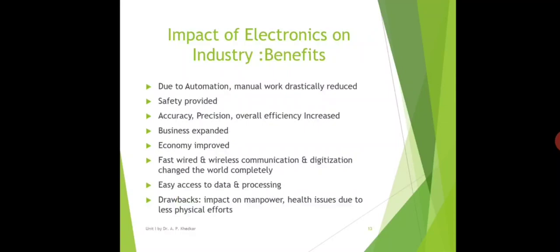Economy is also improved. Because of fast wired and wireless communication and complete digitization, it changed the world completely. Now it is very easy for anybody to access data from any location, process it and send it to any destination. So there are a lot of benefits. There is a huge impact of electronics on the industry. But besides these benefits, there are some drawbacks that we have to face.